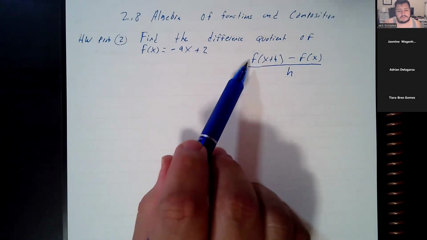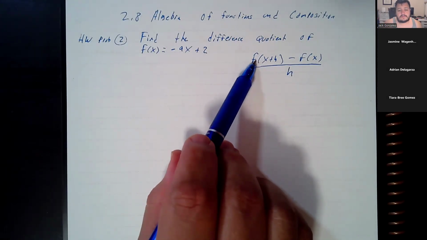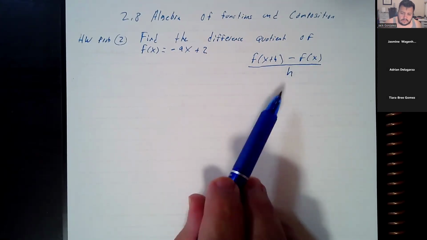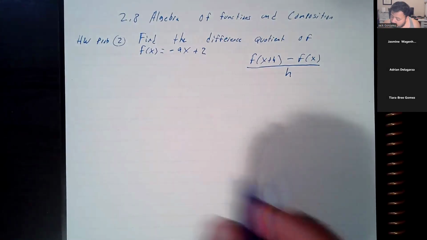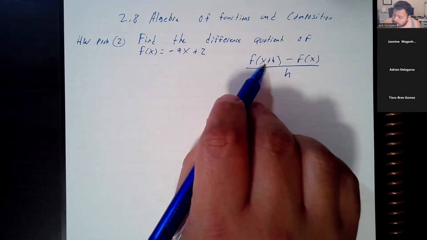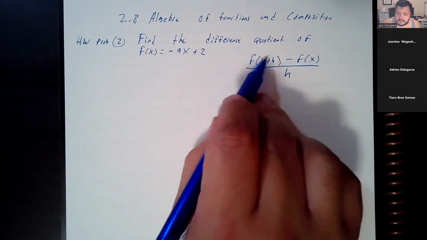So what I recommend is do this in steps. Find this part first and then subtract f. And once you get that, divide by h. So here's f. Do you guys remember when you have something in parentheses, what you're supposed to do?